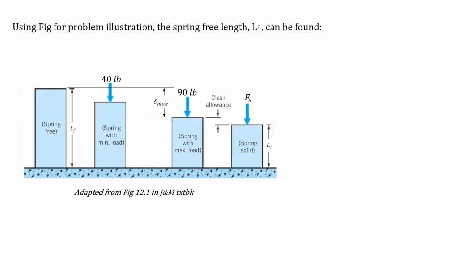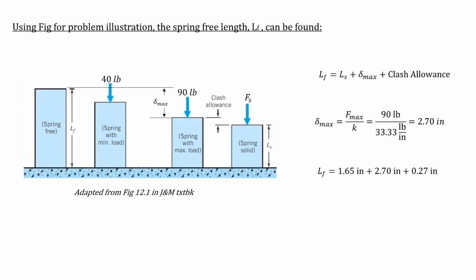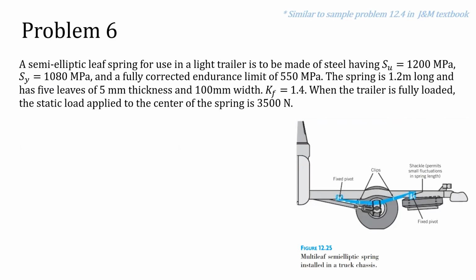So now that we've solved for the solid spring length, we can find our spring free length. So that LF, that spring free length, is the solid spring length plus our maximum change in length plus the clash allowance. So the only thing we need to solve for is that delta max, which is the max force over our K value, which we previously solved to be 33.33 pound-inches. So that yields 2.7 inches for that delta max value. So if we just substitute those into our spring free length equation, we find that that spring length is 4.62 inches.